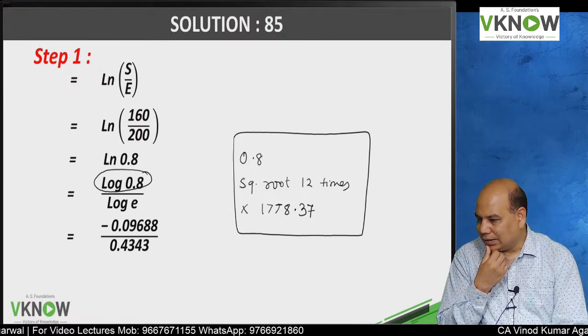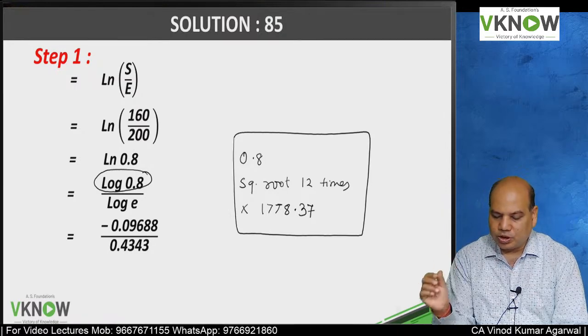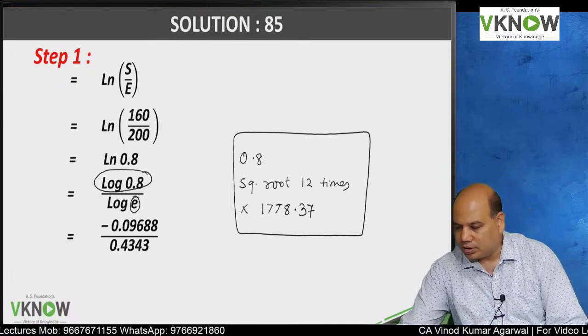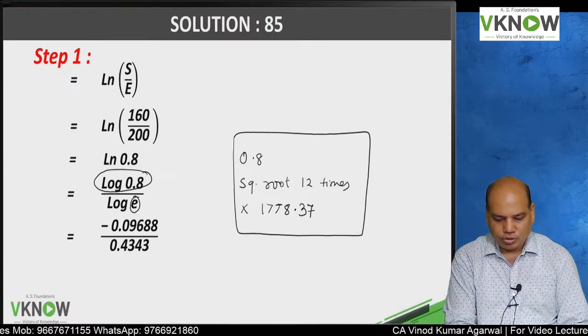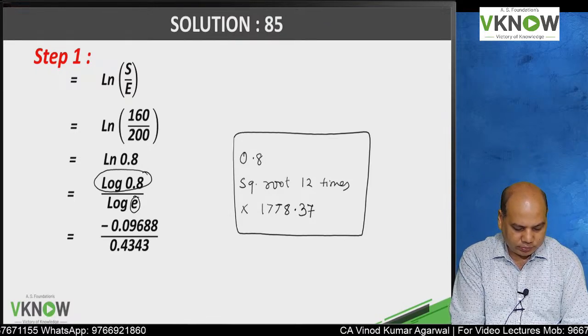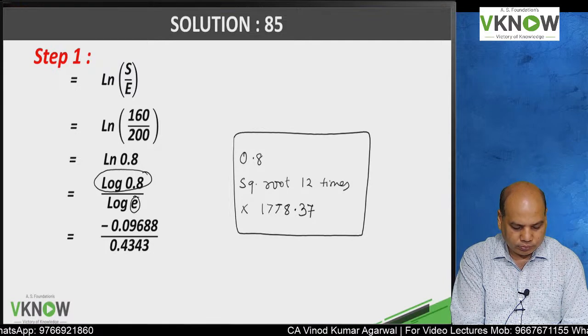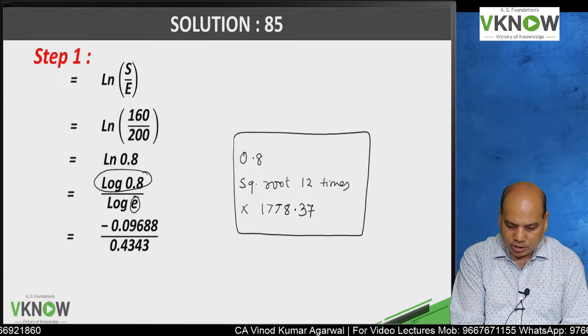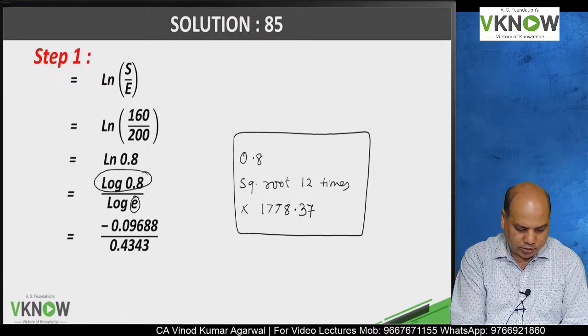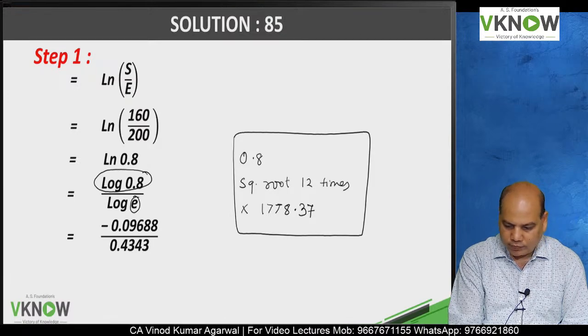Okay. And log E means 2.718. Is it right? So you can type 2.718. Press square root 12 times. Multiply by 1778.37. No, you are getting a different answer.